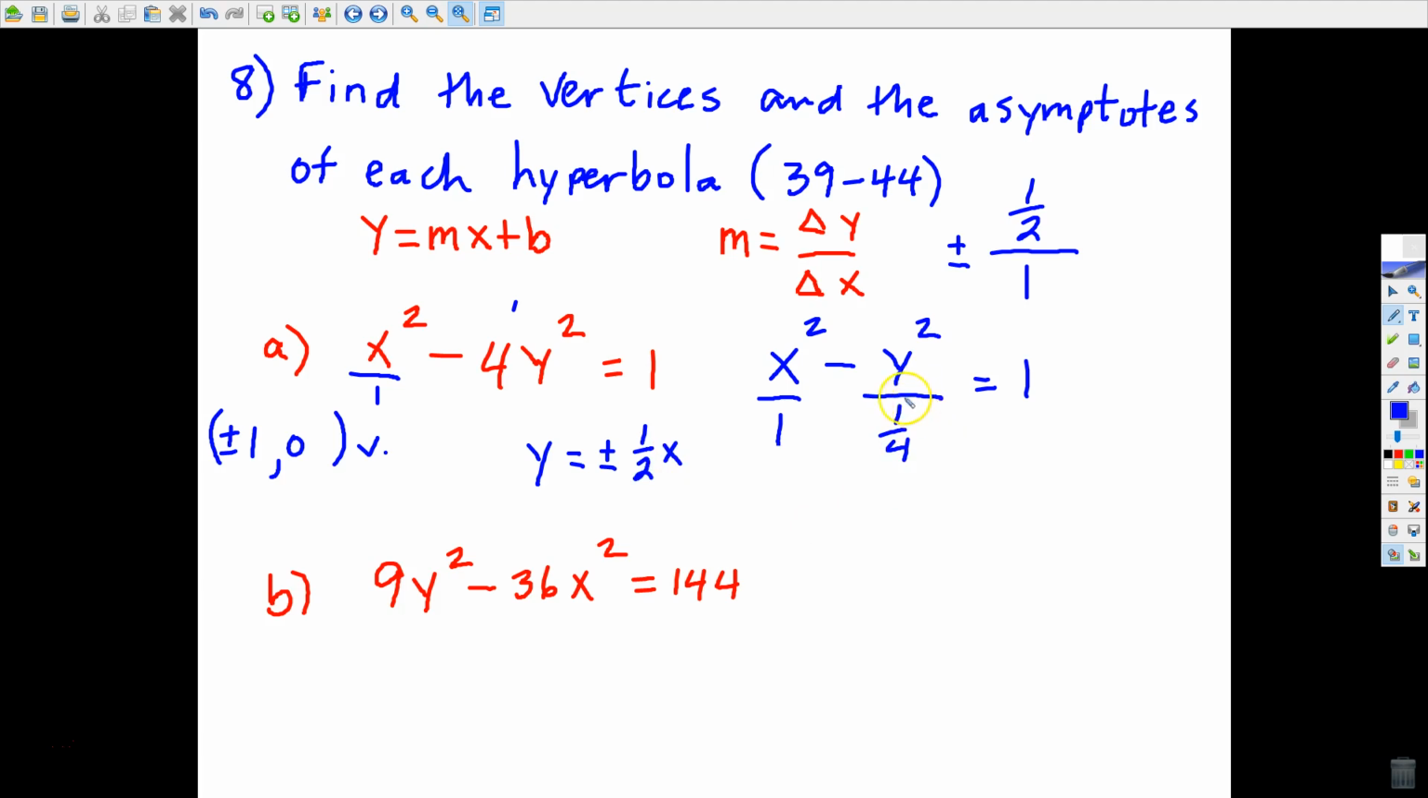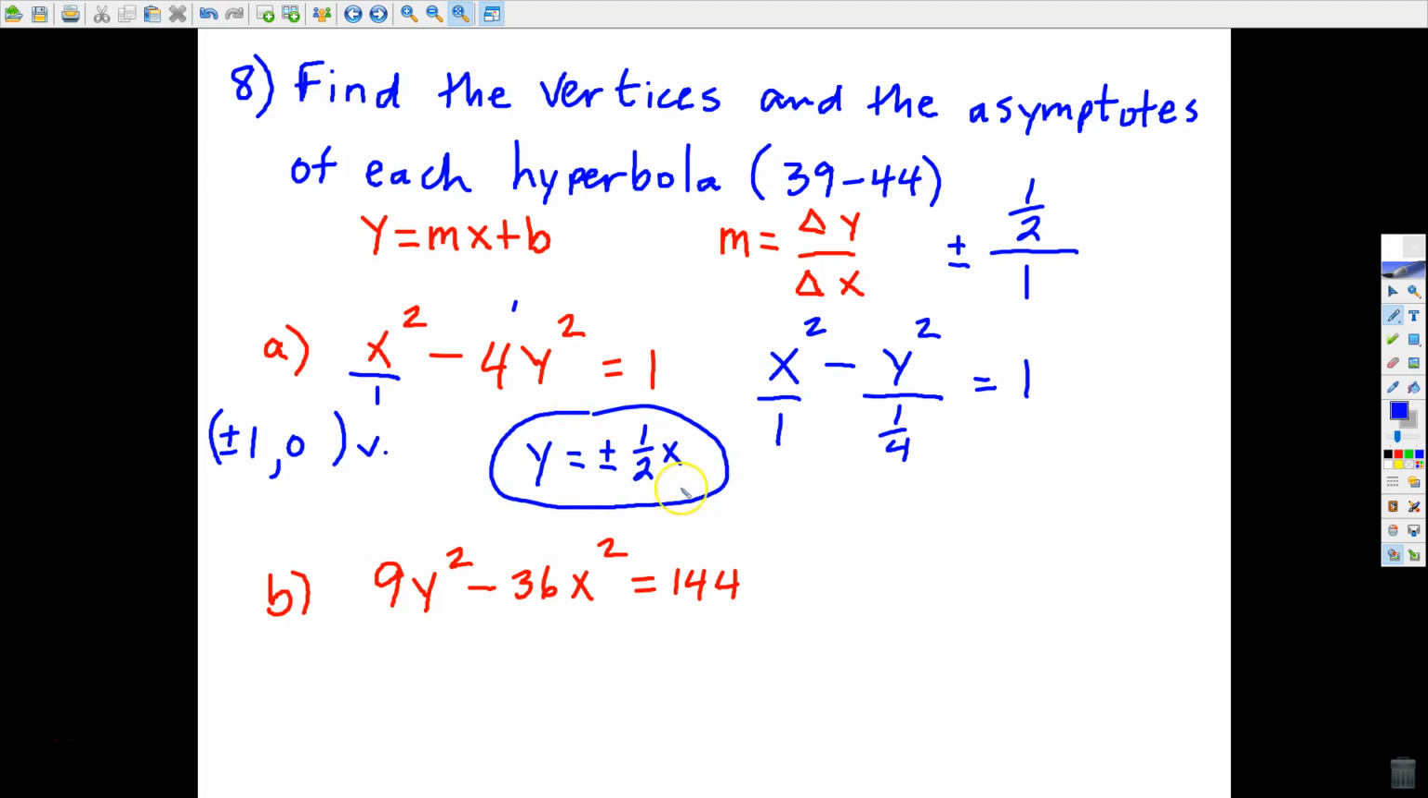So to recap, take whatever y's denominator is, put it on top as the square root. Whatever x's denominator is, put it on bottom, square root. And that will give you the slope of the asymptotes. Again, you won't have to worry about b being anything besides 0 in this lesson, because everything's centered at the origin. Our two lines should cross at 0, 0, y-intercept 0.